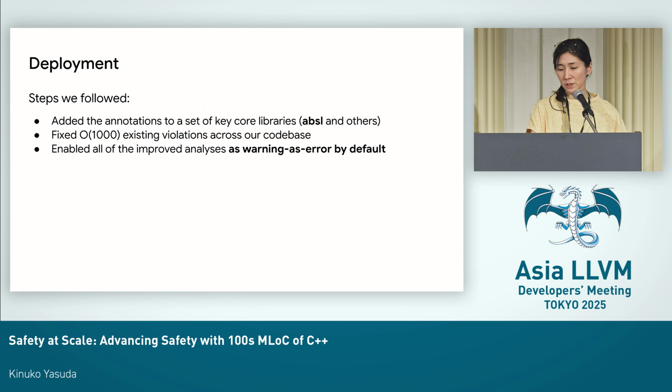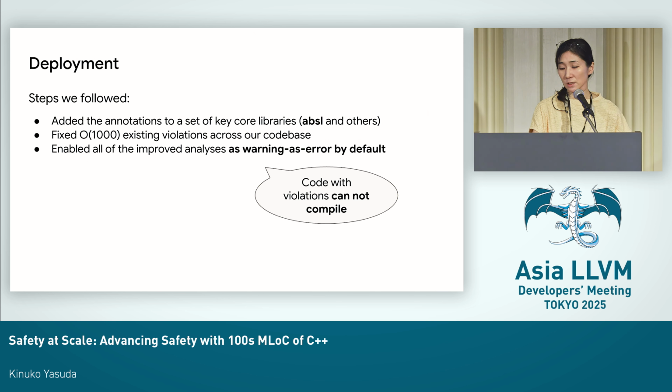And of course, we deployed all of them in our code base. We have added these annotations to a set of key core libraries, like Abseil, protobuf generated code, and our internal libraries. We found and fixed thousands of violations across our code base, and then enabled the warning by default as an error. This means that in addition to fixing existing violations, it prevents the same type of violations from creeping back in, because they can't compile.